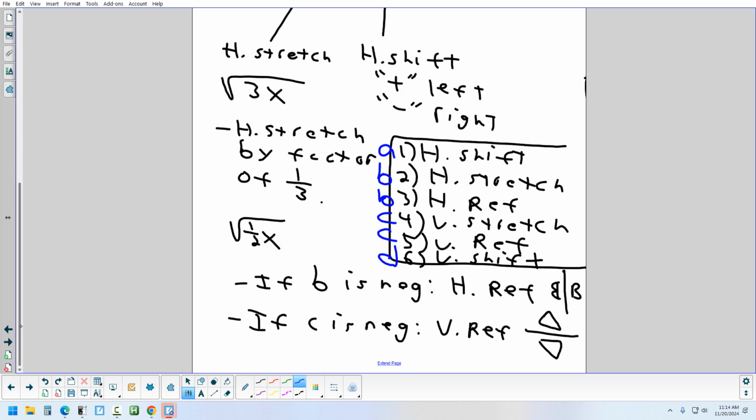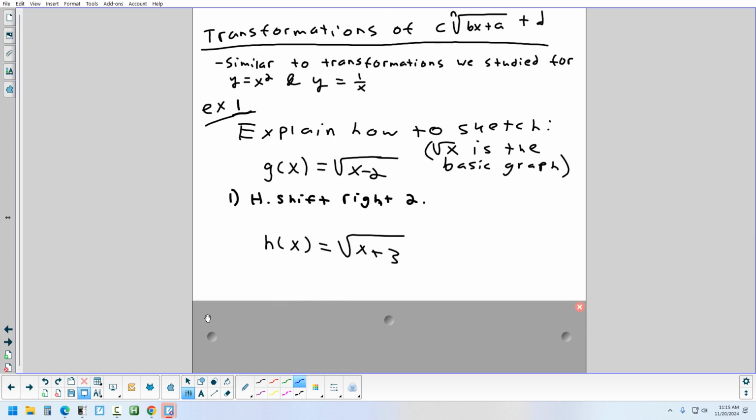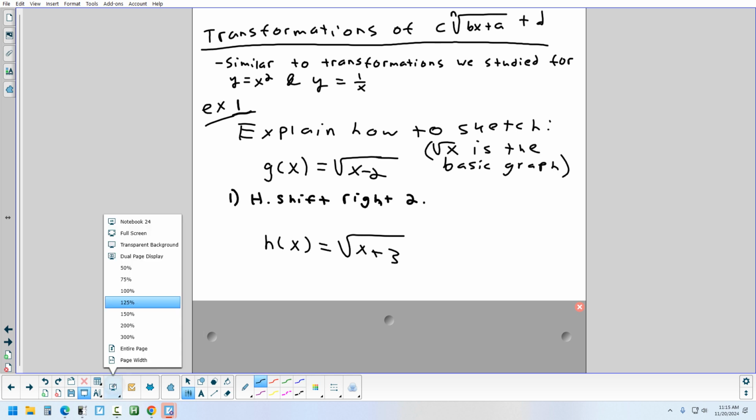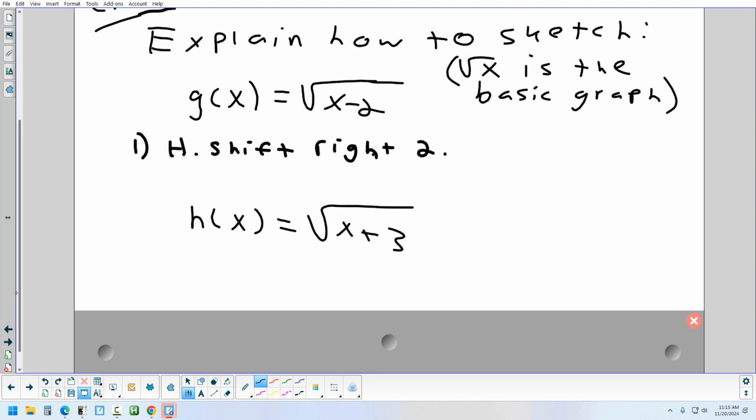Okay. Let's try another one. How about that one? How many transformations, first of all, will it take to change the basic graph into h of x? Yep, just one. And what is the one transformation? Horizontal shift left. Which way? Left 3 units. Yep.